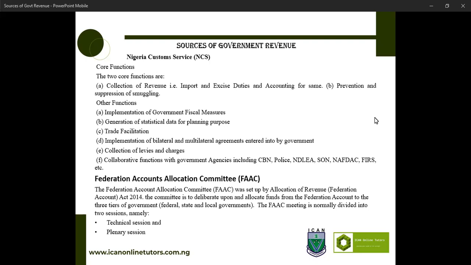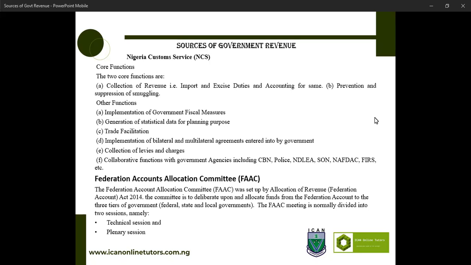Collaborative functions with government agencies, including CBN, police, NDLEA, SON, NAFDAC, and FRS, and so on. So they work together with these other agencies in the country in order to ensure strict compliance and also to ensure administration and good remittance of the government's revenue.